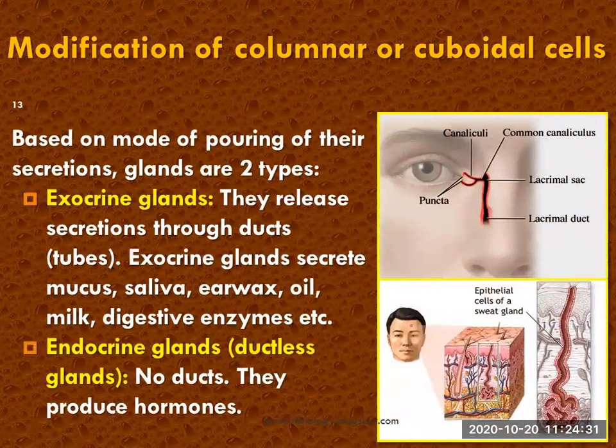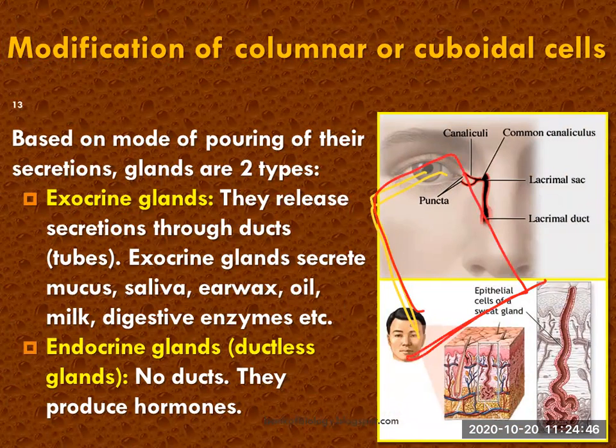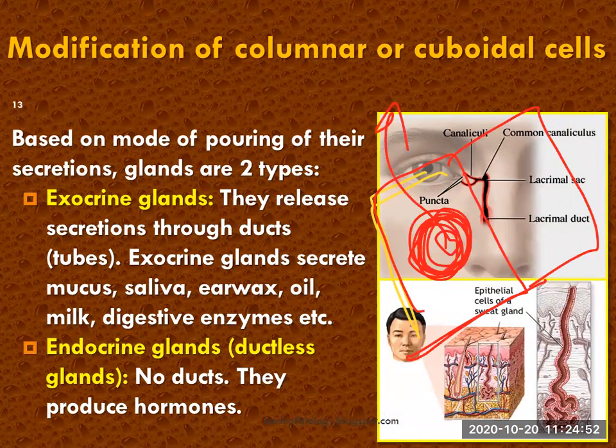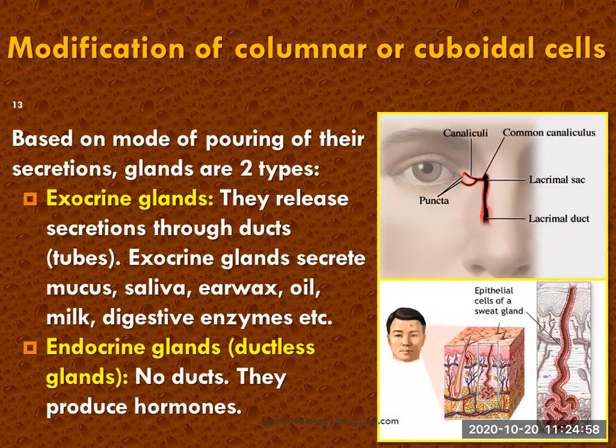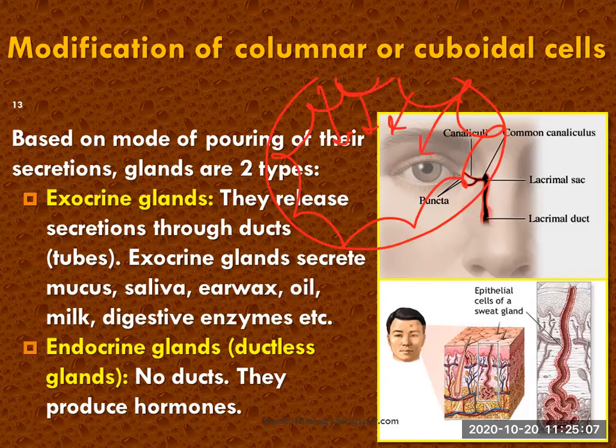Next, based on the mode of release of their secretions. How do they secrete out? That means a cell prepares the secretion, so how will that particular secretion come out? This is a glandular cell, some secretion happens inside, so how do they release? Are they releasing outside the gland, or inside the gland? For example, if you take a particular gland, the secretions are secreted inside the gland itself.